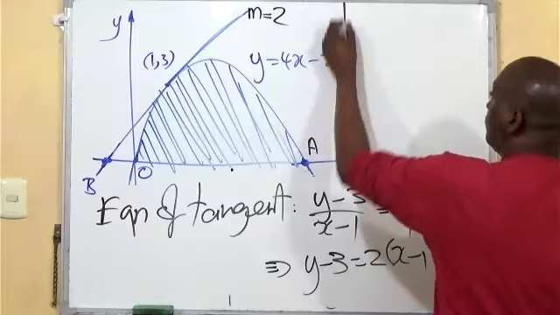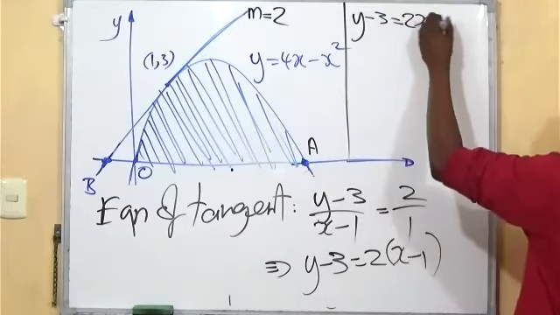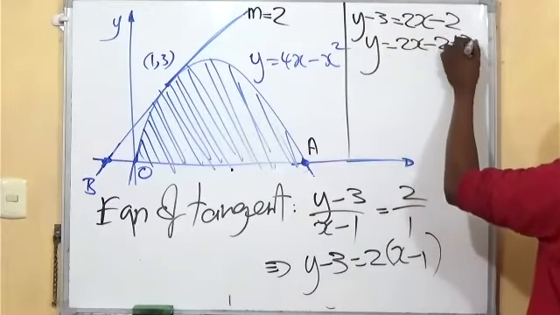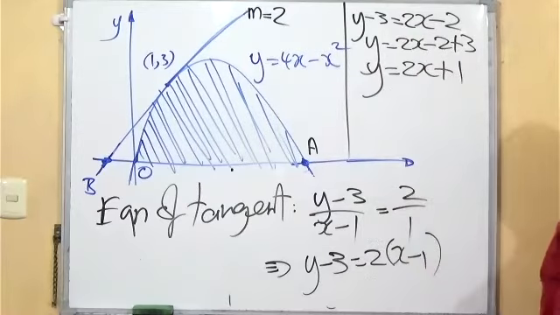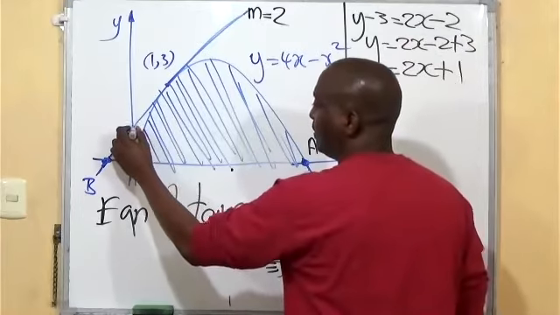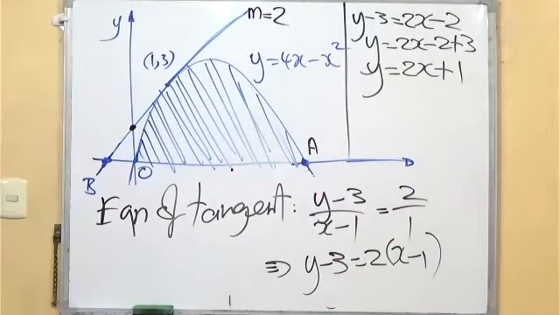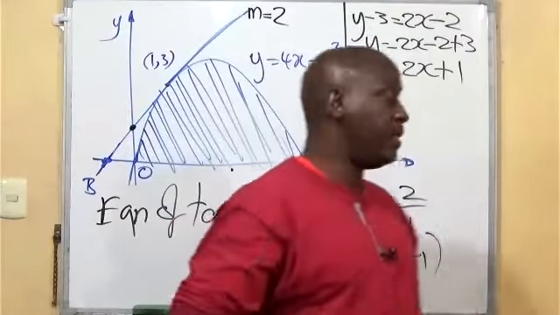All right, so y minus 3 is equal to 2x minus 2. So y is equal to 2x minus 2 plus 3. So y is equal to 2x plus 1. All right, so if y is equal to 2x plus 1, what's the coordinates at this point here? Trick question again. What's the coordinate at that point? What's the coordinates, x and y? 0, 1. Right.